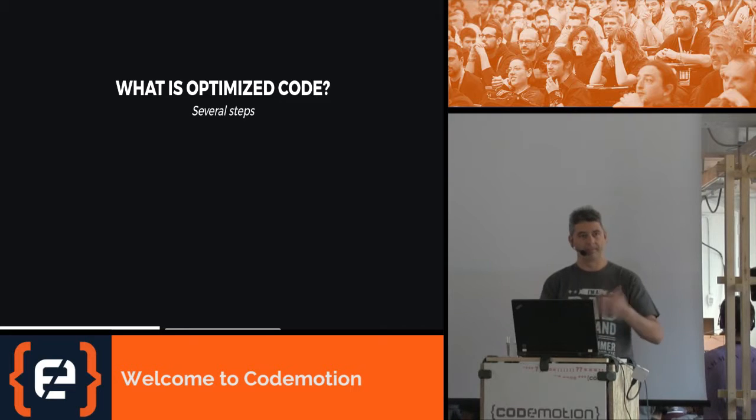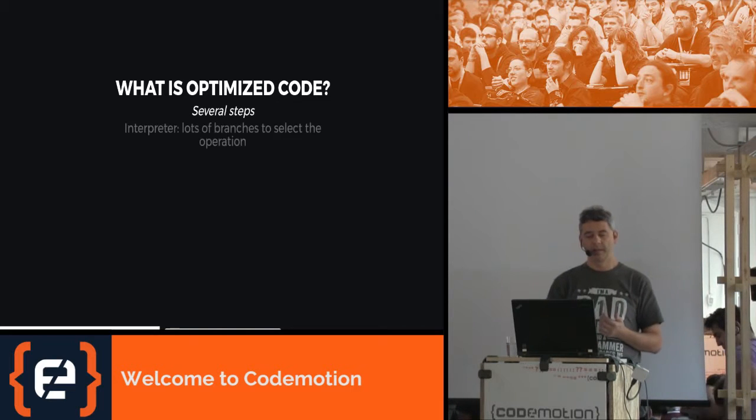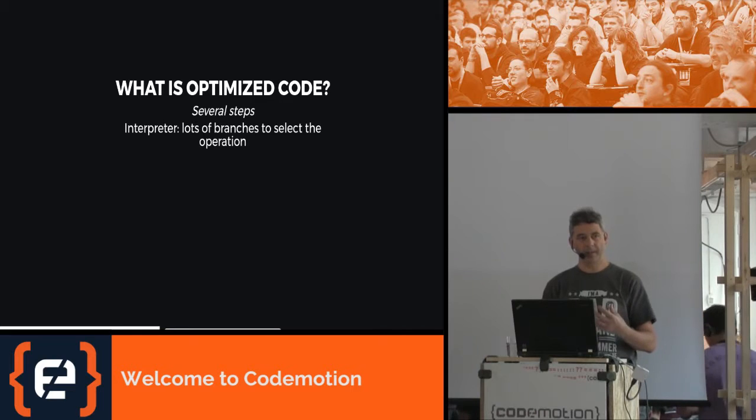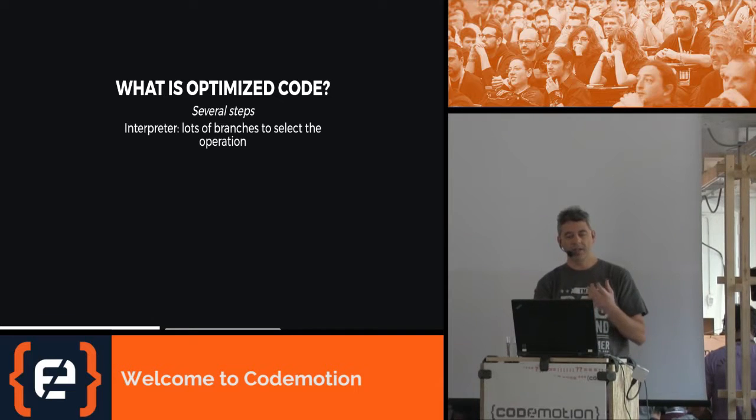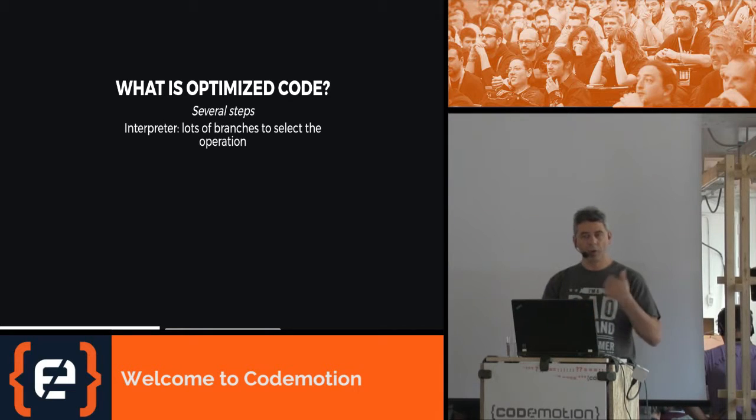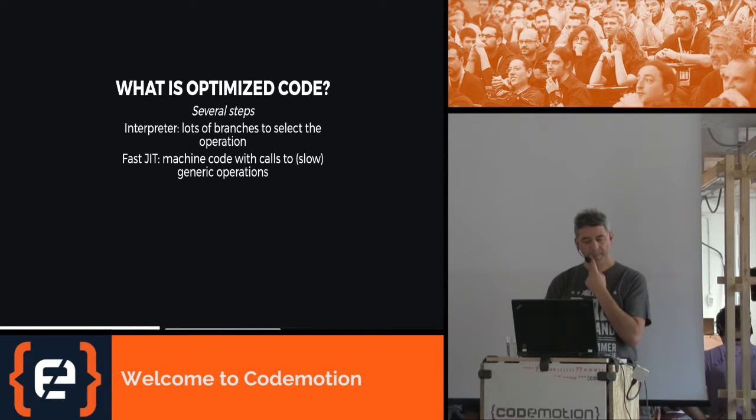Well, there are several steps on the road to optimization. The first thing you can have is an interpreter. An interpreter executes JavaScript, which means that for every JavaScript operation, there are lots of branches to select the operation and lots of machine code instructions. So something in the order of tens to hundreds of machine code instructions per JavaScript operation. Depends on the interpreter. Then you can have a fast JIT compiler. A JIT compiler that is fast, which means it generates machine code which calls slow generic operations. So again, it's not that much better than the interpreter.